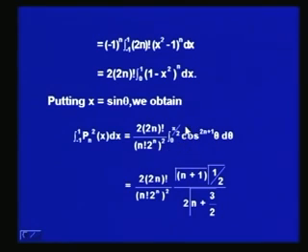Here the power of sin theta is 0, while the power of cos theta is 2n plus 1. So using the formula, the integral from 0 to pi by 2 of sin theta raised to the power m, cos theta raised to the power n d theta, equals gamma of (m plus 1) by 2 times gamma of (n plus 1) by 2, over 2 times gamma of (m plus n plus 2) by 2.